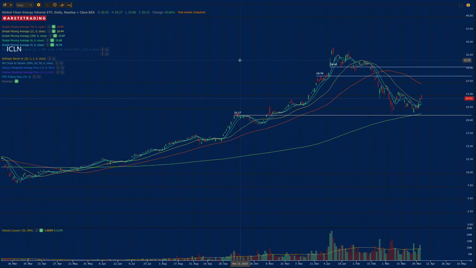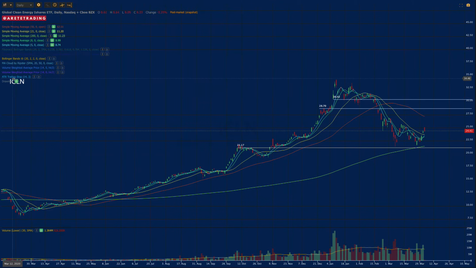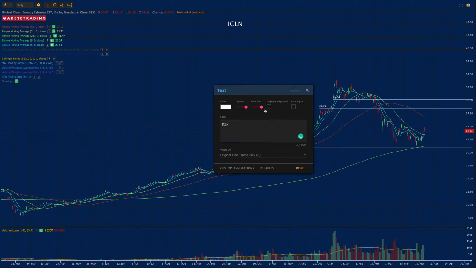ICLM. Let's go take a look at this one. There we are. Okay, let's throw this up here so people can see it. Let's change the color of it.